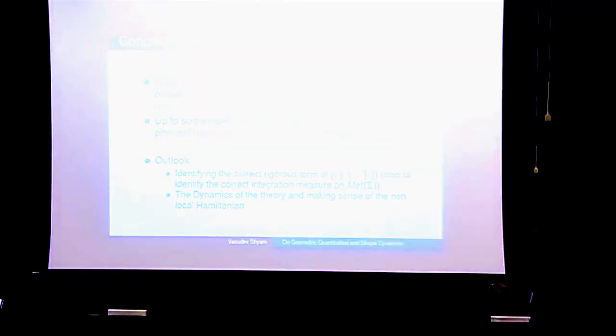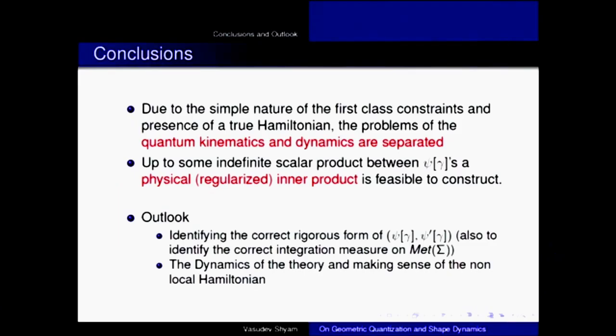So now, the conclusion is, due to the simple nature of the first-class constraints and true Hamiltonian generating evolution with respect to the York time, the problem of quantum kinematics and dynamics are separated in the sense that we don't have to worry about the inner product being invariant under the Hamiltonian constraint. And up to this indefinite scalar product, we can feasibly construct a regularized physical inner product.